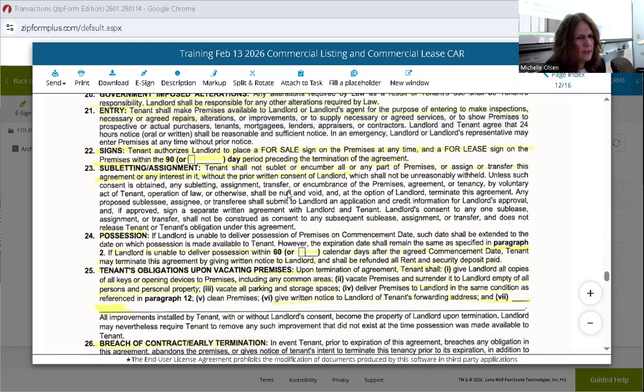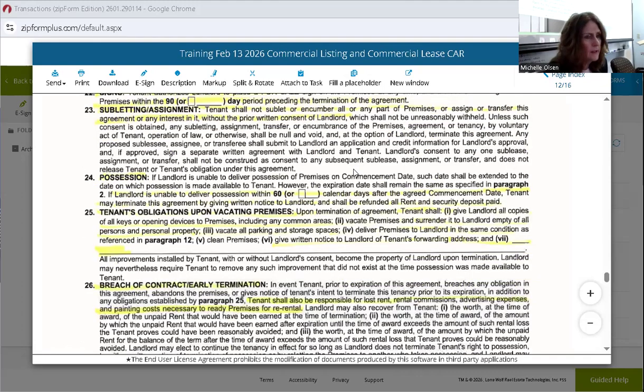Subletting is not allowed unless you have the prior written consent of the lessor. They will go through a whole credit check and application package, most likely if you're subleasing, okay? But don't just bring somebody in and lease them a little room in the unit. That's not allowed, okay? Possession, now this is something to pay attention to.